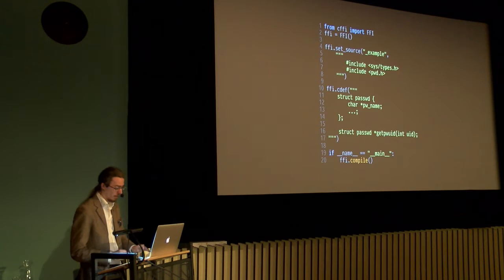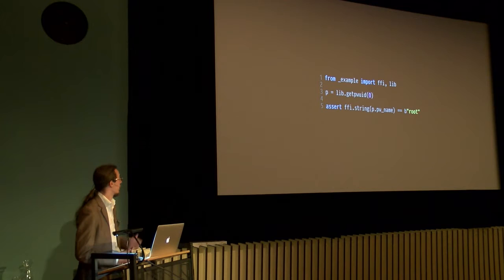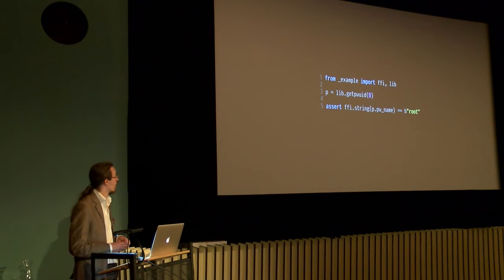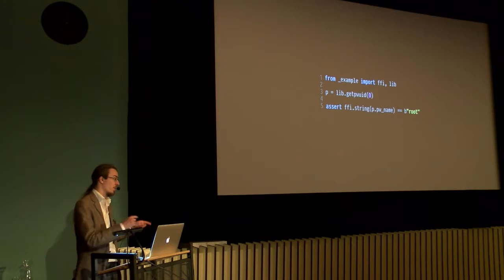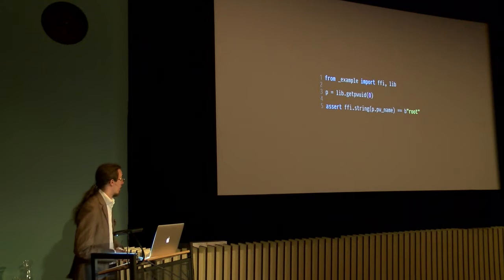Now, using it is still the same, except we don't have to do this cast anymore. So this is really, really powerful. It just looks like whatever you want to do. There's still some conversion going on with the ffi.string. That's because C strings and Python strings can be interpreted differently because of Unicode and all that stuff. But I won't go into the specifics for that here.